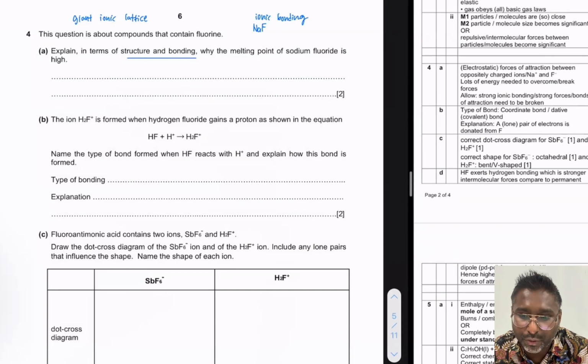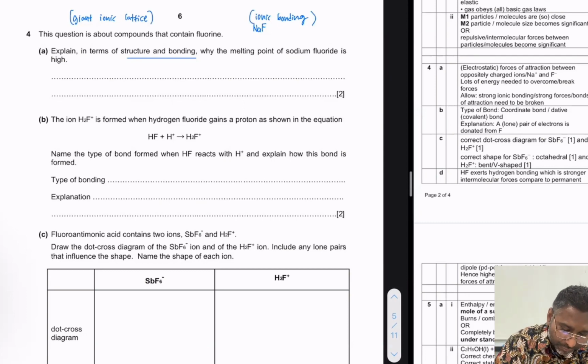And as I mentioned to you just now, lots of energy is needed to overcome and break them. So we are talking about strong ionic bonding, strong forces, strong attraction, but they didn't mention the giant ionic lattice. So probably in this case, more answers should be accepted. But again, let's follow the marking key. According to the marking key, I will also include whatever I feel is correct.